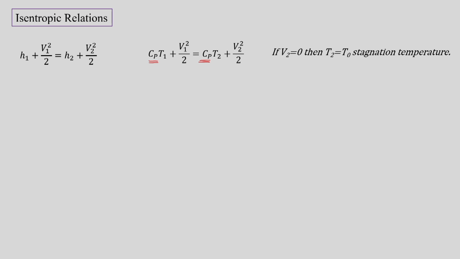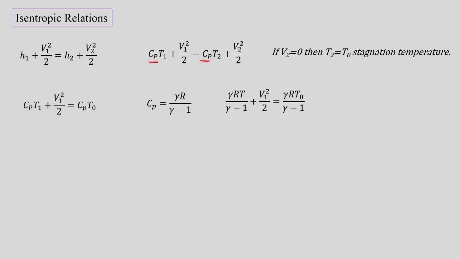So, in this relation, if we feel that we have brought the flow to zero velocity isentropically at station 2, then we will say that V2 is equal to 0 and the corresponding temperature T2 is T naught, which is the stagnation temperature. Then the expression becomes Cp into T1 plus V1 square by 2 is equal to Cp into T naught. But we know that Cp is equal to gamma R upon gamma minus 1.